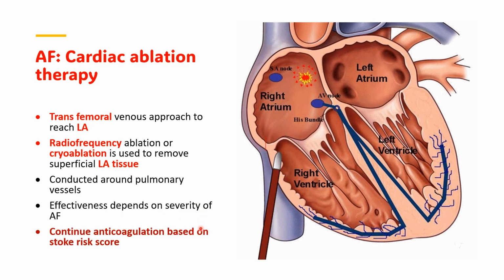And it's always important to continue anticoagulation depending on the CHA2DS2-VASc score, which remember stratifies the risk of essentially having a stroke or a TIA. It's also important to consider the CHA2DS2-VASc score when you're thinking about cardioversion, because electrical cardioversion can increase the risk of a thromboembolic event.